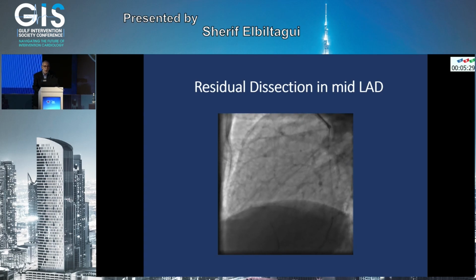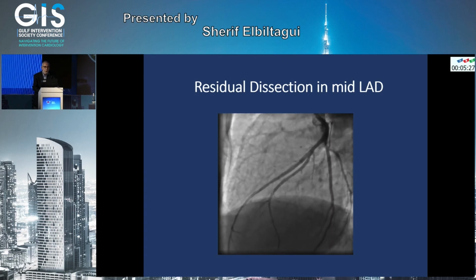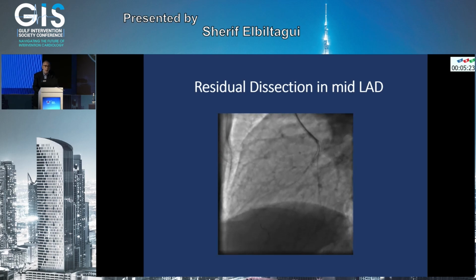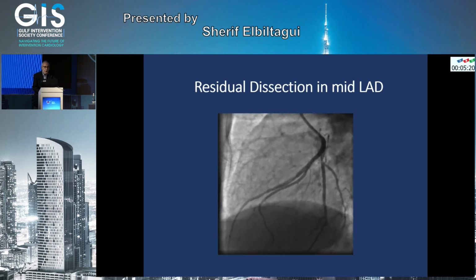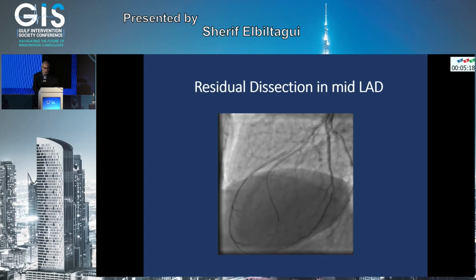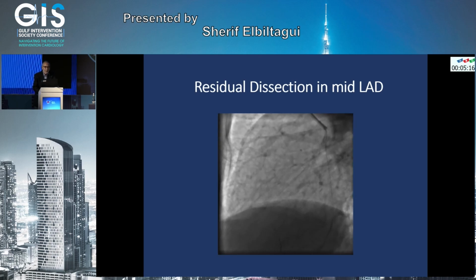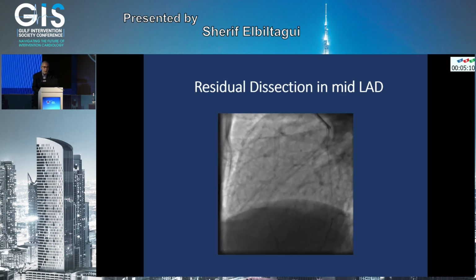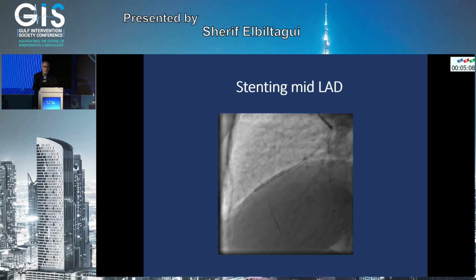And then I discovered that there is a residual dissection in the mid LAD. I wish I had used Dr. Colombo's technique here. If I had a pressure wire, maybe I would not have stented this. I hate to stent distally, but I tried to stent avoiding the distal portion.